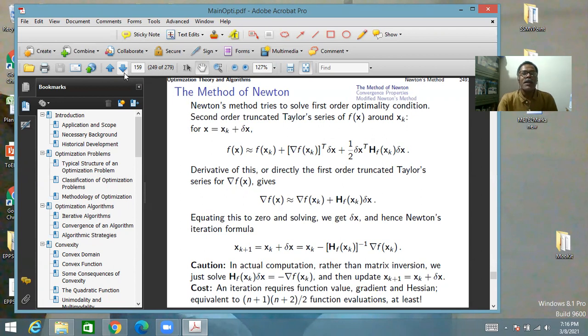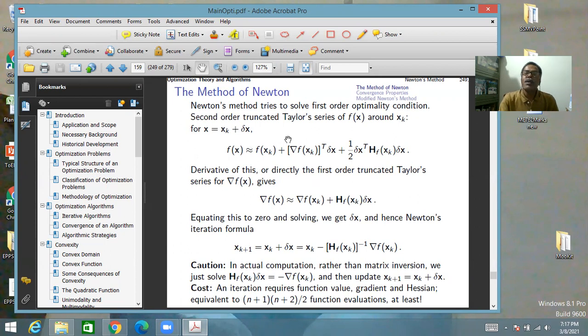Okay. So Newton's method, as in the single variable problem also, tries to solve the first order optimality condition. And pure Newton's method, therefore, cannot distinguish between the minimum point and other stationary points. You keep in mind this.